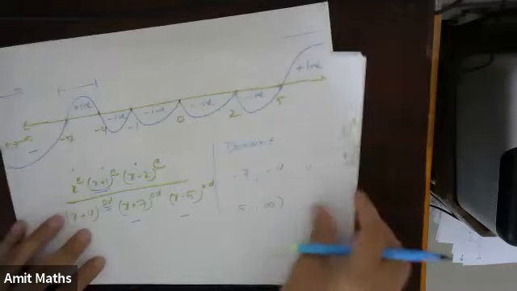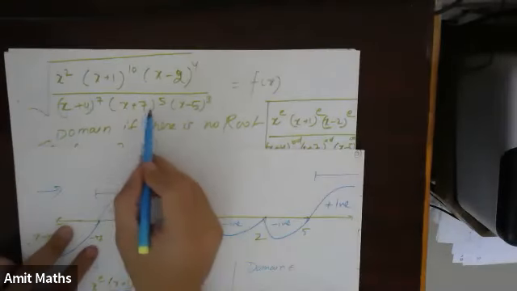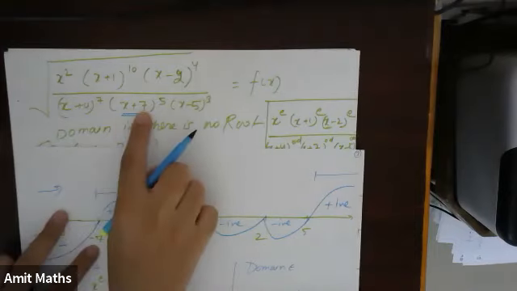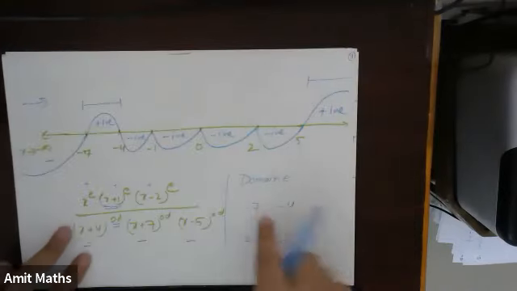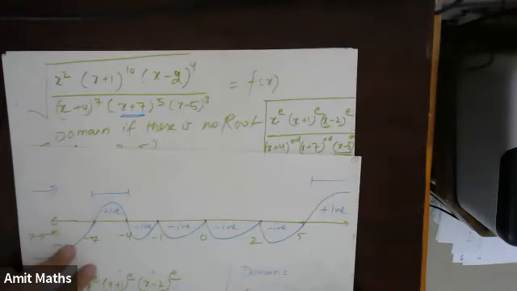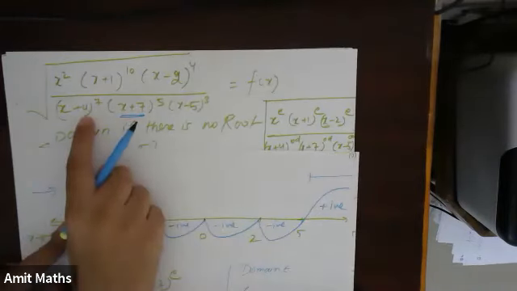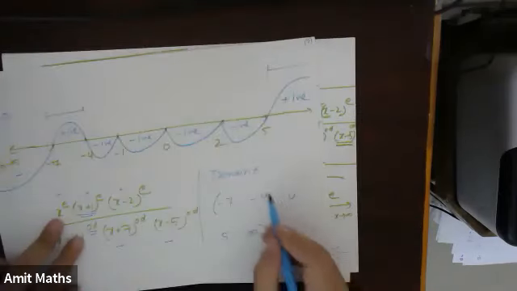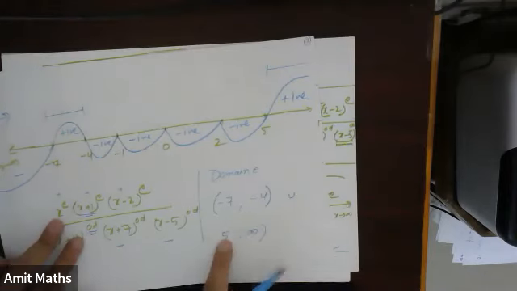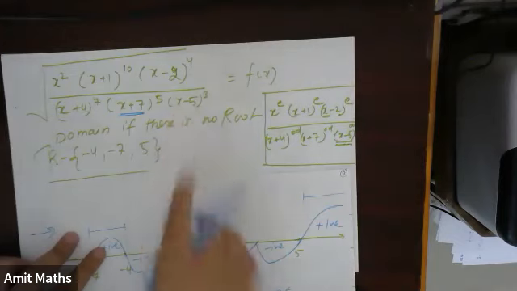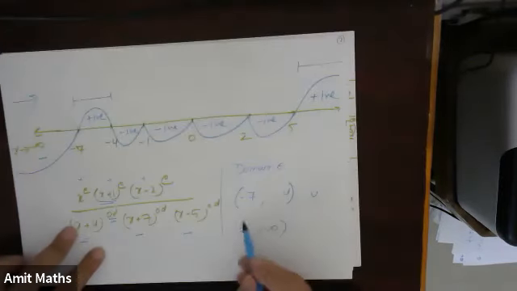Now, for minus 7 and minus 4, what is happening? Minus 7, if I substitute, it will be in the denominator. So, can I include minus 7? No. I have to exclude minus 7. Minus 4 is in the denominator. So, can I include minus 4? No. I have to exclude minus 4. 5 is also in the denominator. So, will I include 5? No. I have to exclude 5.